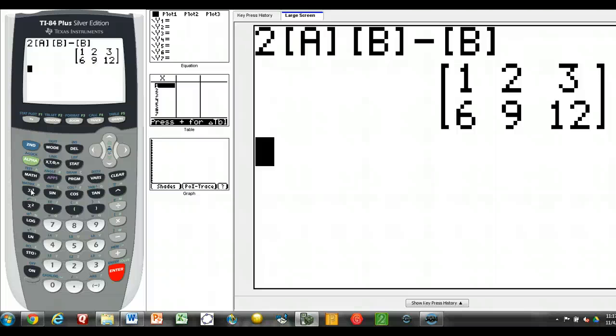Whereas if we were doing this by hand, we would actually have to do scalar multiplication, 2 times A. Then matrix multiplication, A times B. And then we would have to subtract off matrix B. It's possible to do it by hand, it just would be a very long process. So the key is just type it in exactly the way it looks, and you can't go wrong.